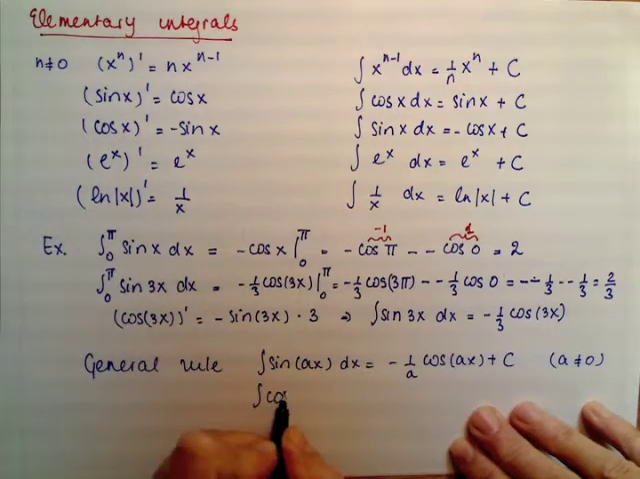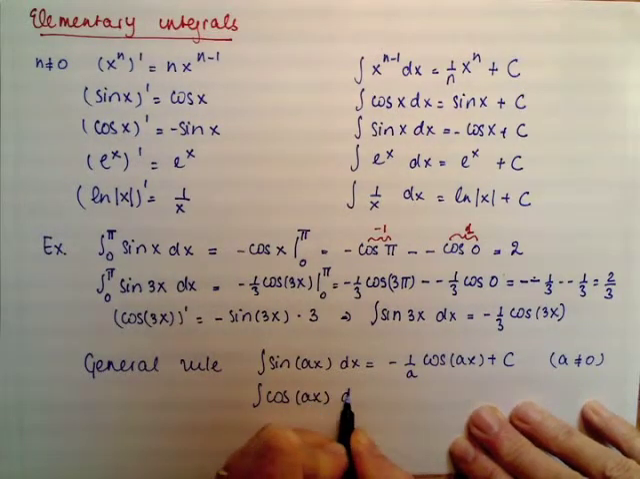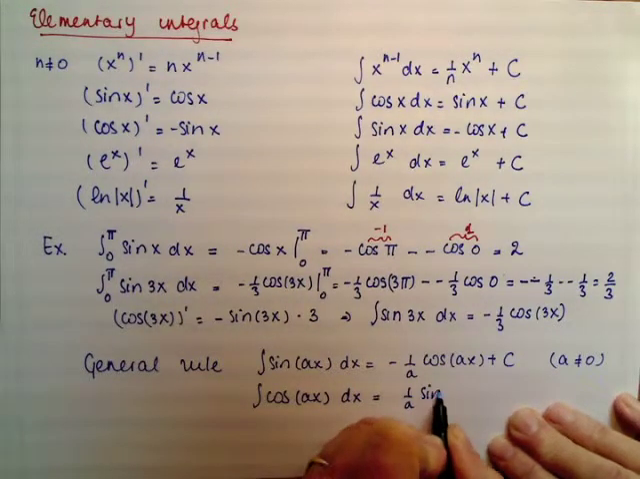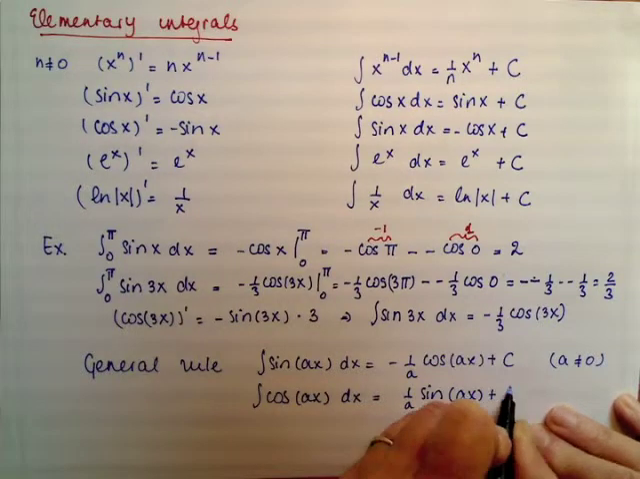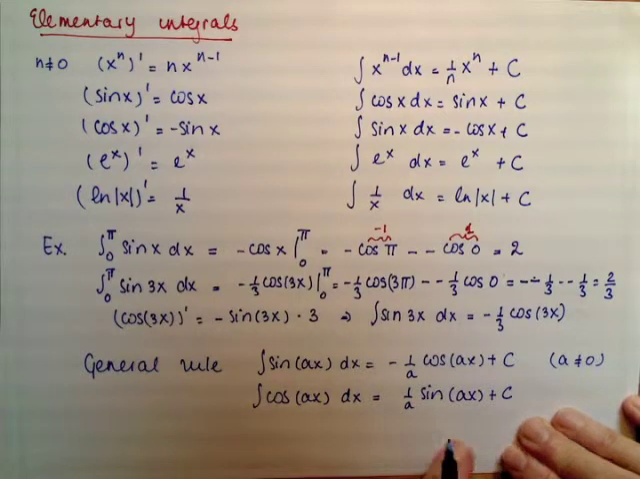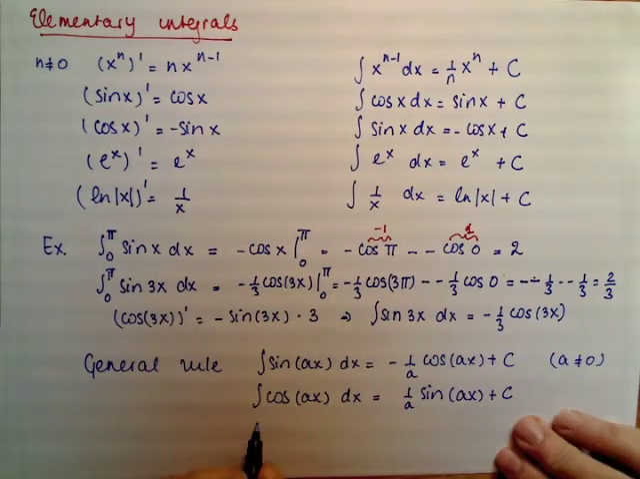Again, if we now integrate cosine of a times x, then in a similar way we get 1/a sine of a times x. And again, by differentiating, we see that we did the right thing, and by applying the chain rule. Of course, this is very important.